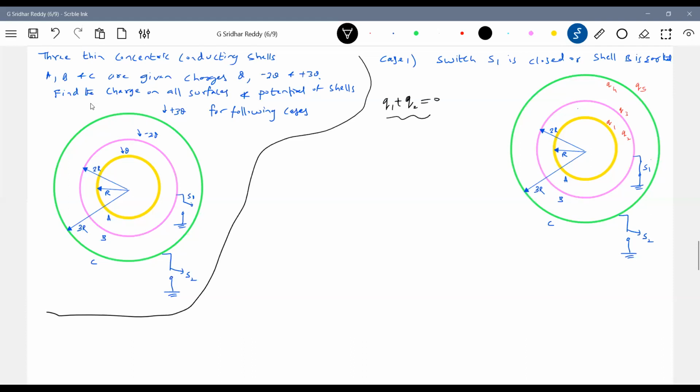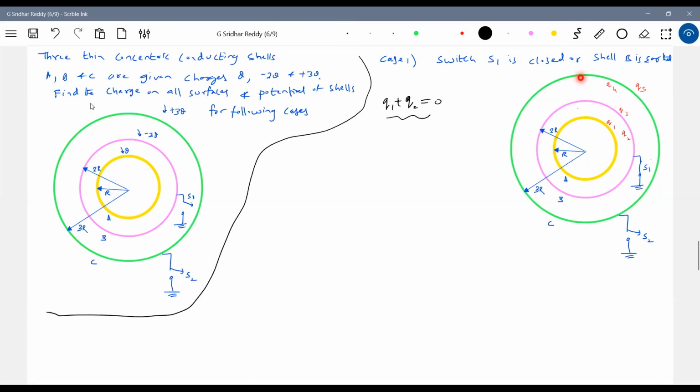Then similarly, I'll draw a Gaussian surface here in the material of shell C. Then again, what is the net charge it will enclose? Q1, Q2, Q3, and Q4. Agreed? If not understood, I'll draw the diagram. If understood, okay, I'll directly write the equation.